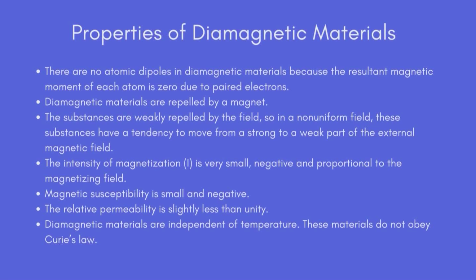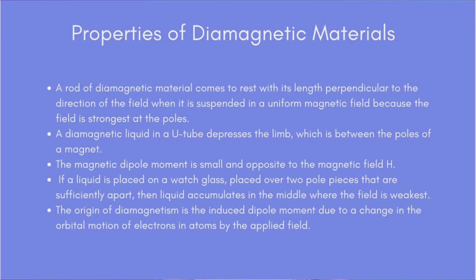Magnetic susceptibility is small and negative. The relative permeability is slightly less than unity. Diamagnetic materials are independent of temperature. These materials do not obey Curie's law. A rod of diamagnetic material comes to rest with its length perpendicular to the direction of the field when it is suspended in a uniform magnetic field because the field is strongest at the poles.